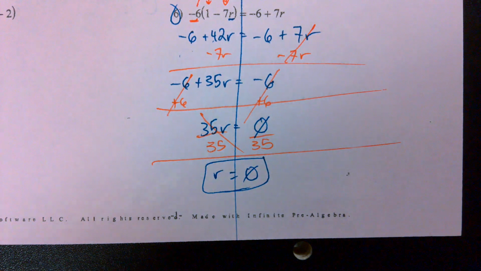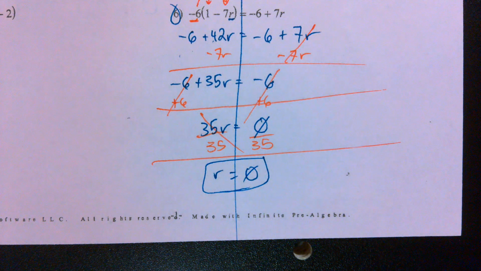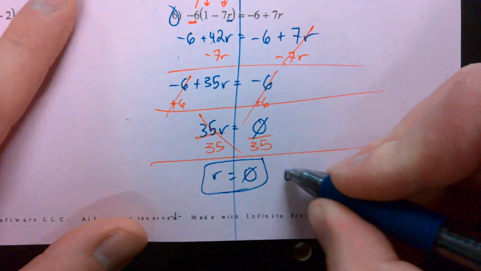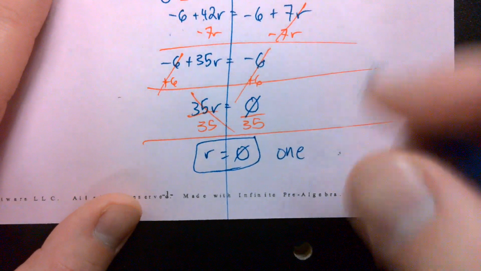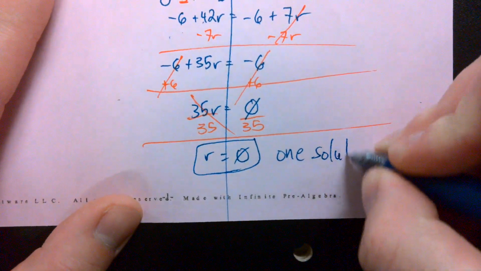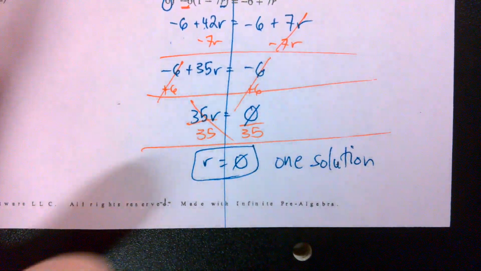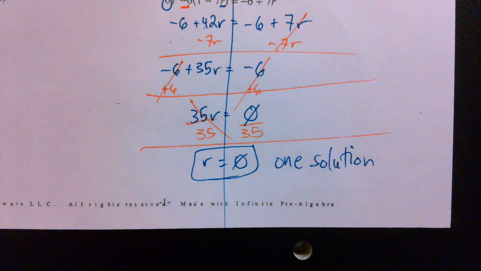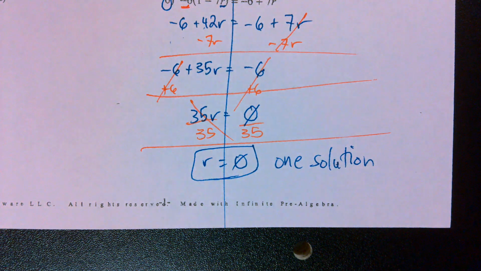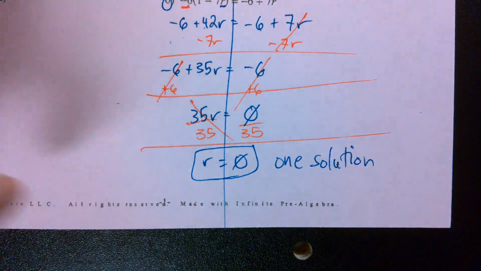Is that one solution, many solutions, or no solutions? One solution. You might think, oh, that's no solution because it's a 0. 0 is still a number. That is one solution. If we got something like 6 equals 0, that would be no solutions. It's a great question to go over. There was a lot of confusion on number 6 yesterday. Does that kind of make sense how we did that?